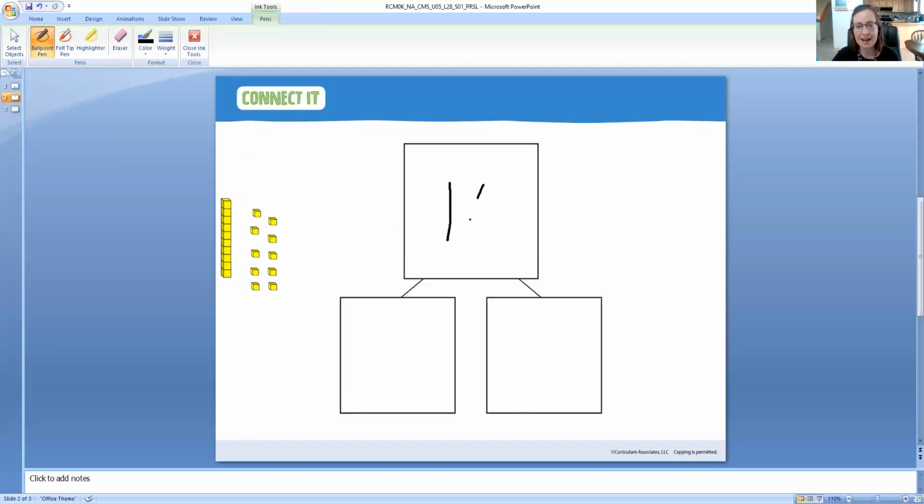1 and a 6. So if I'm going to build 16, I start with my group of 10 and 6 more. So let's count them out. 1, 2, 3, 4, 5, 6. 16 is 10 and 6 more. Let's count it. 10, 11, 12, 13, 14, 15, 16.